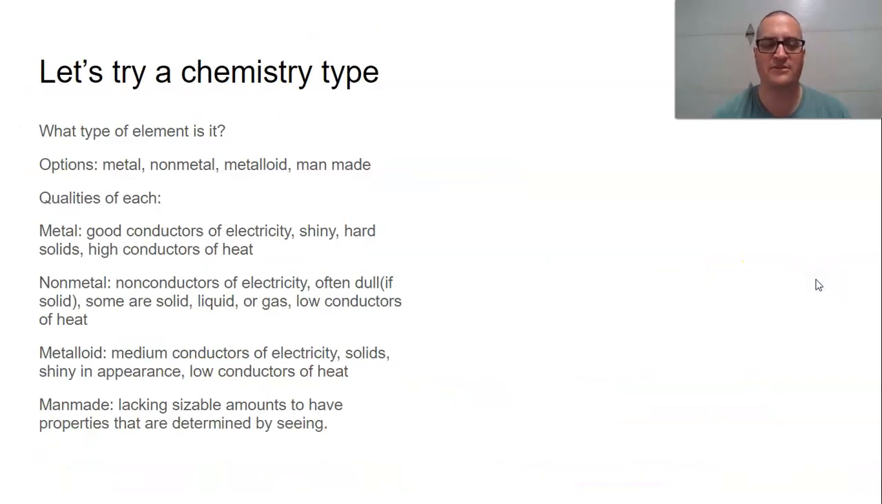So I want you to try a chemistry type on your own. Your question, what type of element is it? Your options, metal, nonmetal, metalloid, or man-made, meaning, not really any one of those three. Qualities of each, so I'm giving you some different qualities. You're going to come up with things that you would test about these in order to come to a determination. So you might look back at previous labs we've done recently, because those will be tied in with these types of ideas. Take a moment, pause the video, sketch one out, and then I'll show you what I came up with for me, which might be similar, the same, or very different than yours.